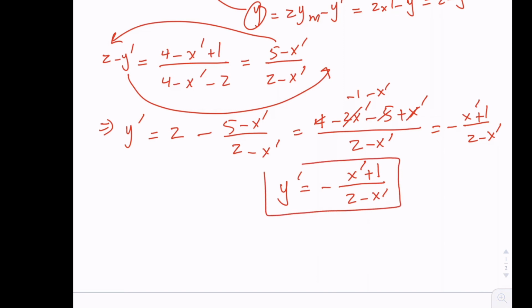So this way you can see we have a systematic method to find the mirror image of any function with respect to any point on the xy axis. You just need to follow this method and you'll find the mirror image.